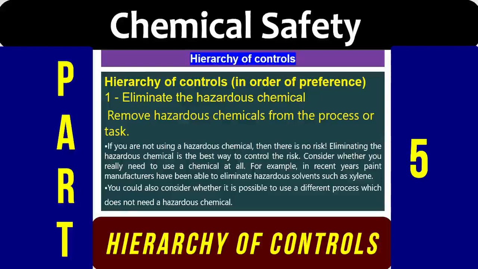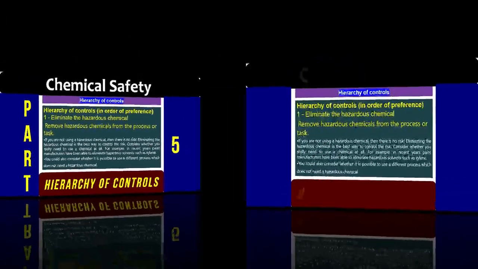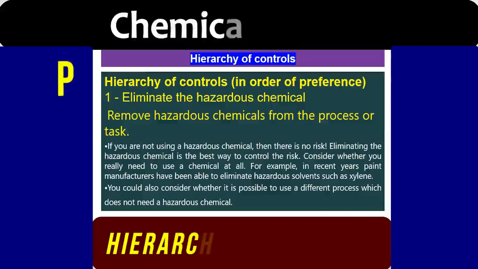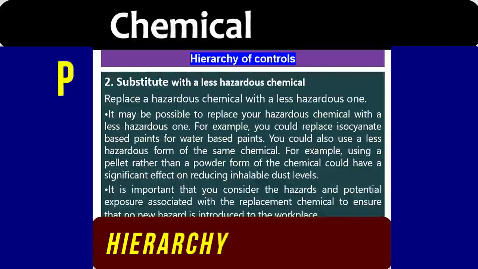For example, in recent years, paint manufacturers have been able to eliminate hazardous solvents such as xylene. You could also consider whether it is possible to use a different process which doesn't need a hazardous chemical. So it is well clear this is the most favorite and best option. But unfortunately, this is not always practicable, and most of the time, we have to go for the next steps.